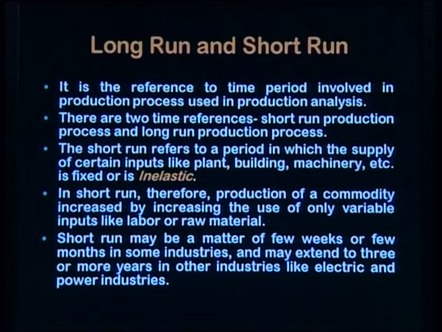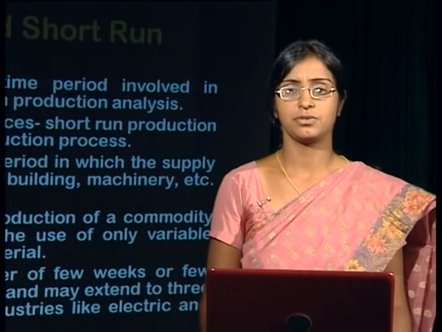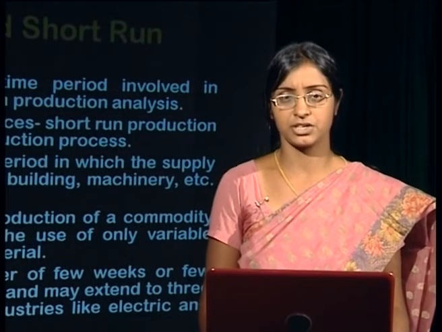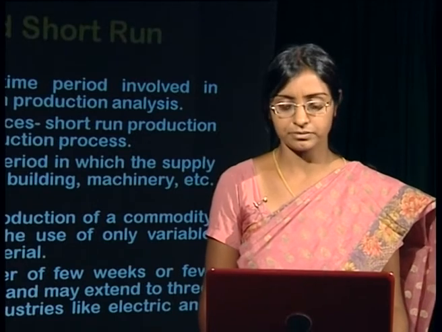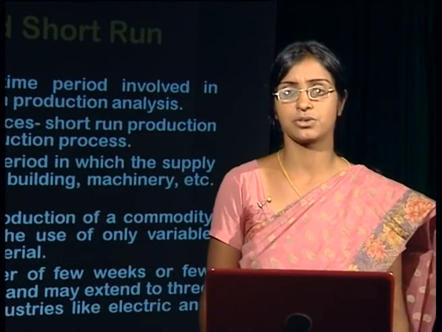In the short run, therefore, production of a commodity is increased by increasing the use of only variable inputs like labor or raw material. Short run may be a matter of a few weeks or few months in some industries and may extend to 3 or more years in other industries like electric and power industries. There are two types of processes which are carried out in any production process in a firm. We term them long run processes and short run processes.